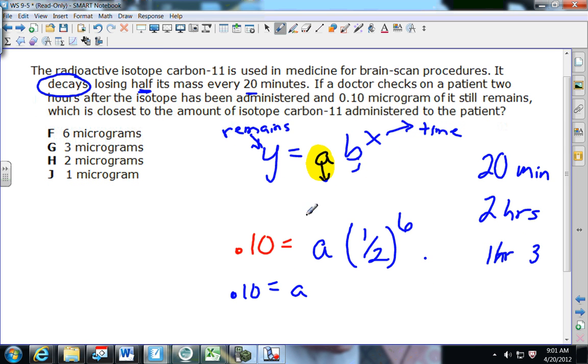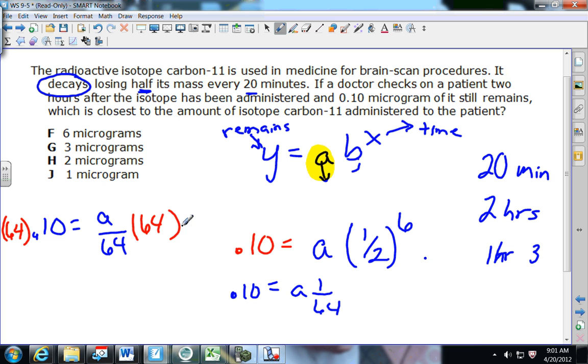So this becomes 1 over 64. What you do to find your answer here is, this is the same as saying 0.10 equals A over 64. You are actually going to multiply both sides by 64. These cancel out. What is 64 times 0.1? So what is it closest to? Yep, F.